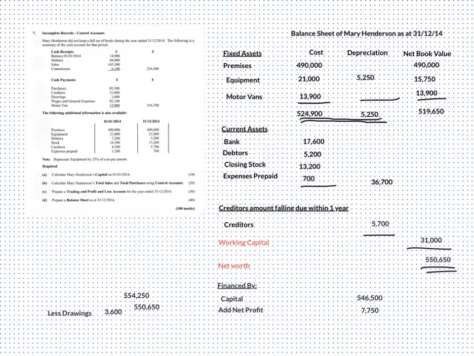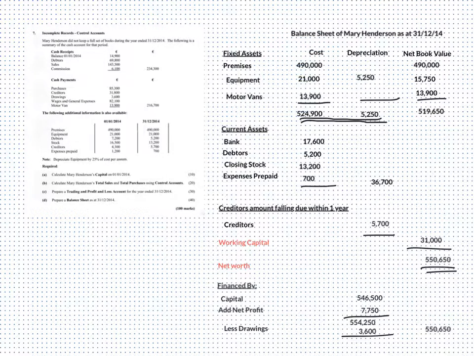We just need to add these two together. So we add these together, we get 554,250 as our total. Then we just need to take away our drawings. So less drawings, we are then left with a balance of 550,650. So we just bring that across here, and that's how we know we're balanced, because these two figures are equal. So that's how we know we're correct.